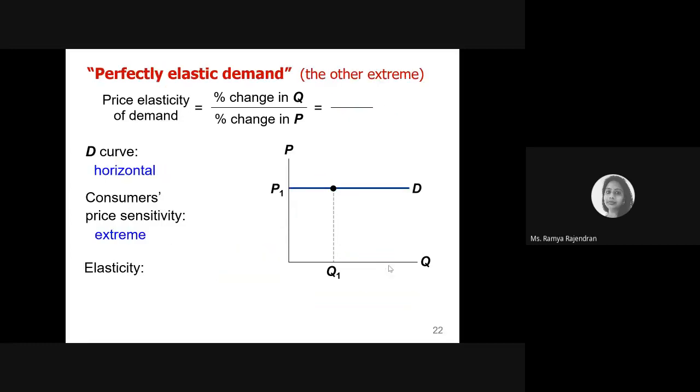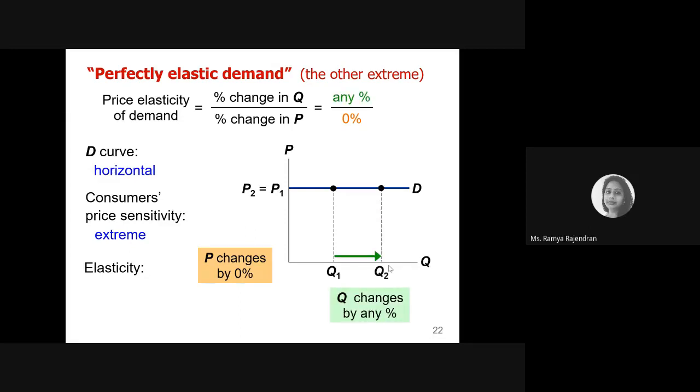Okay, next one is a perfectly elastic demand. It's actually a complete extreme opposite of the perfectly inelastic demand. So whatever the quantity you are looking for, the price will remain the same in this scenario. So here the price will never change. Here P1 is equal to P2. For any change in the quantity, price never changes. So we will have the demand curve as a horizontal line. The price sensitivity is extreme, because the elasticity is infinity, because you have 0 in the denominator.